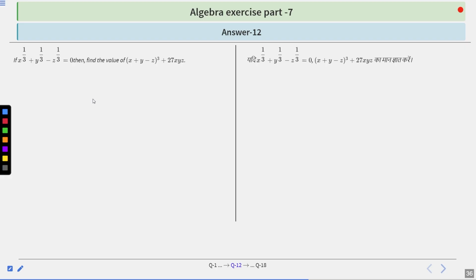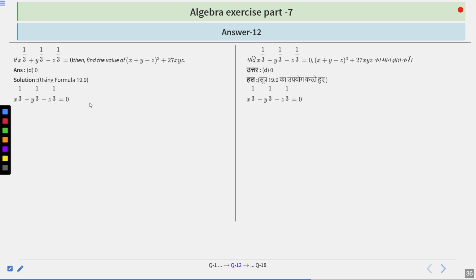Now we were given that x raised to power 1 upon 3 plus y raised to power 1 upon 3 minus z raised to power 1 upon 3 equals 0, and the value of (x plus y minus z) whole cube plus 27xyz has to be found by us. The answer to this question is option D, 0. And to solve this question, we are using formula 19.9.